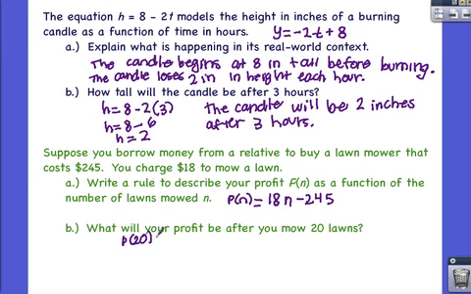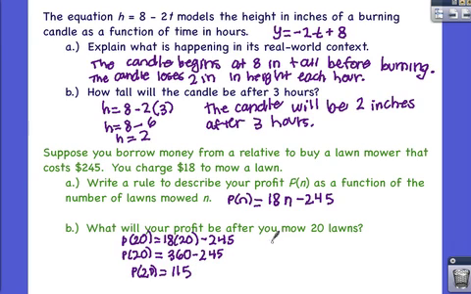To calculate what your profit will be after you mow 20 lawns, you can substitute 20 in for n. So P of 20 equals 18 times 20 minus 245. 18 times 2 is 36, and then add the 0 at the end. And you get 115, which means your profit will be $115 after 20 lawns.